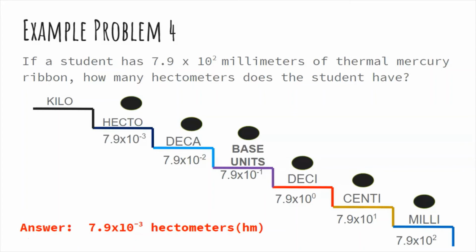Now, if we are to count the total number of stairs we went up, it was 1, 2, 3, 4, 5. And if we do 2 minus 5, it is negative 3. So your answer is 7.9 times 10 to the negative 3 hectometers.